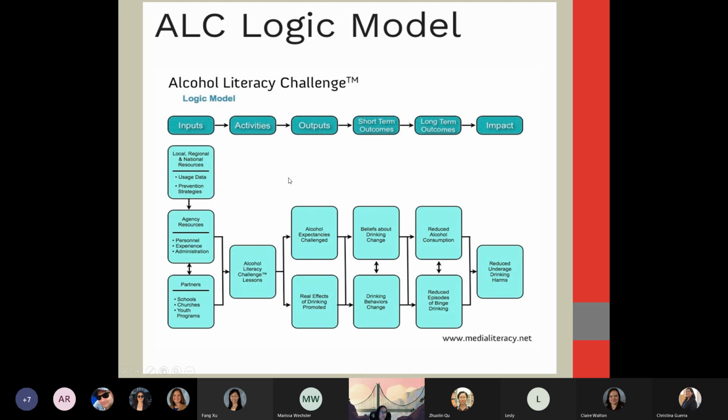it's proven a reduction in underage and binge drinking for youth. So the outputs then would be your alcohol expectancies are challenged, real effects of drinking promoted, and then this in turn leads to your short-term outcomes of your target population or youth, which means their beliefs about drinking change and their drinking behaviors change. And then in terms of long-term outcomes, the goal of the evidence-based curriculum is to reduce alcohol consumption and reduce episodes of binge drinking. And so the impact would be reduced underage drinking harms.